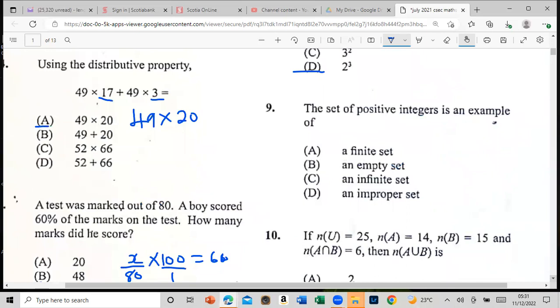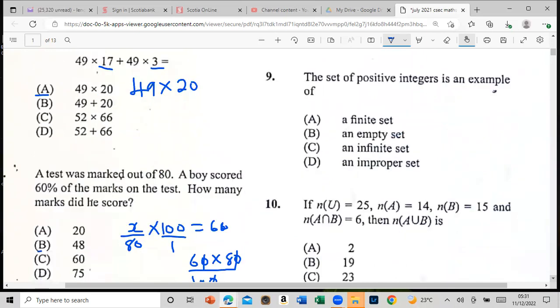Number 9 says, a set of positive integers is an example of: A, a finite set; B, an empty set; C, an infinite set; or D, an improper set. And that would be C, an infinite set. There's no ending in the number of positive integers.